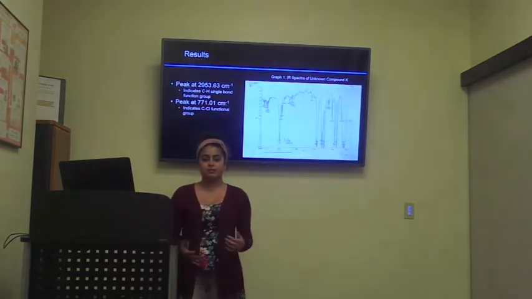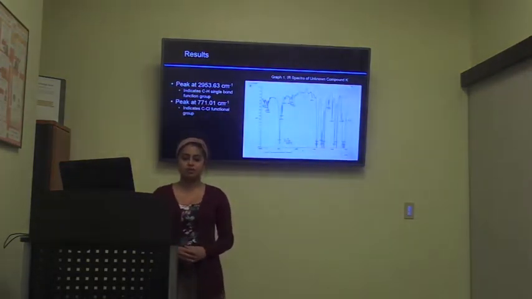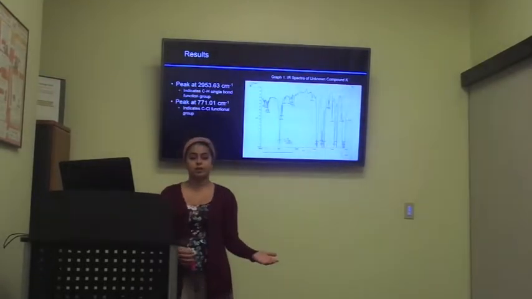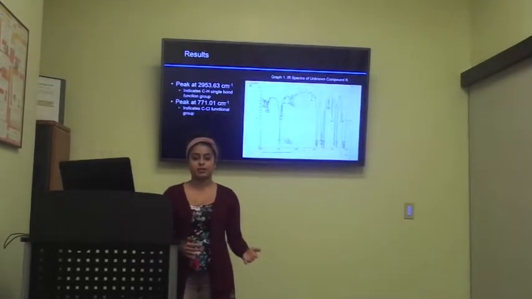Now we can look at the results of the IR spectra. Graph 1 shows the spectra of the unknown compound K. There are many peaks here, but the only peaks we're concerned about are the peaks that I showed previously that correspond with the 6 functional groups we are looking for.